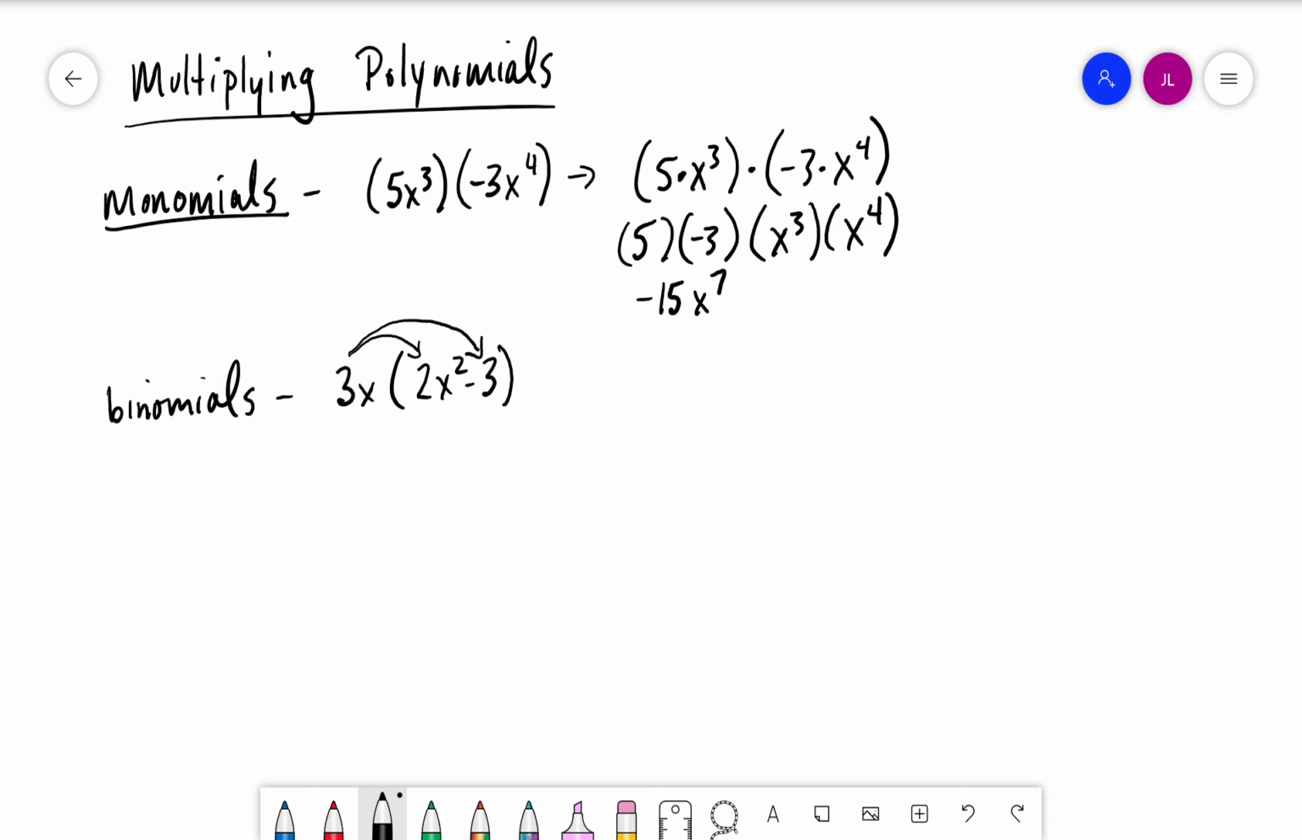Okay. So if we look at this, 3x times 2x squared, well, 3 times 2 is 6, and x times x squared is x cubed. And then we have 3x times negative 3, which would be negative 9x. So basically, we're doing this in little steps. Well, let's look at another example of a monomial by a binomial, and then we'll look at two binomials.